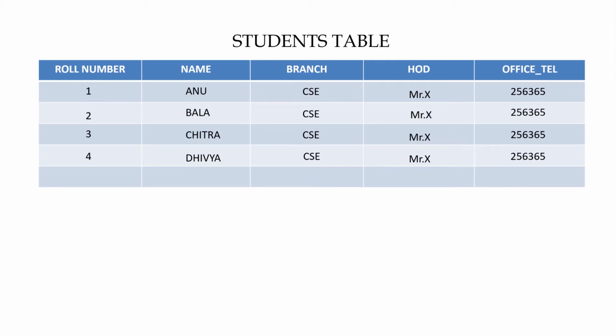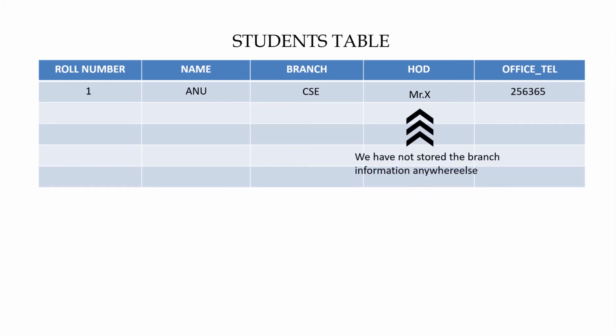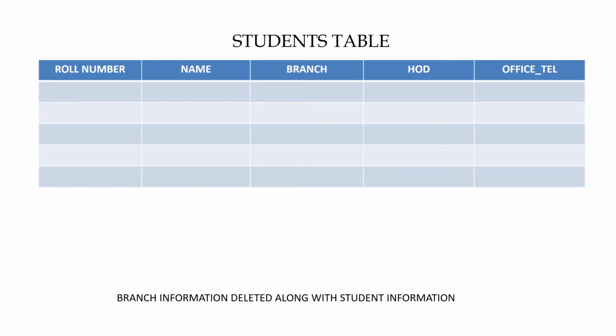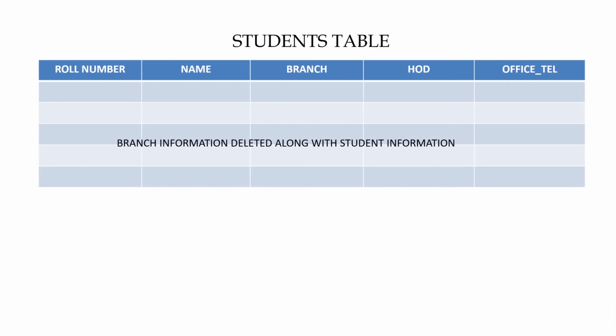Now I am going to remove the data like this. I have removed the data, but the problem is that I have not stored the branch information anywhere else. My branch information is present only in this table. So what happens? The branch information is deleted along with the student information.